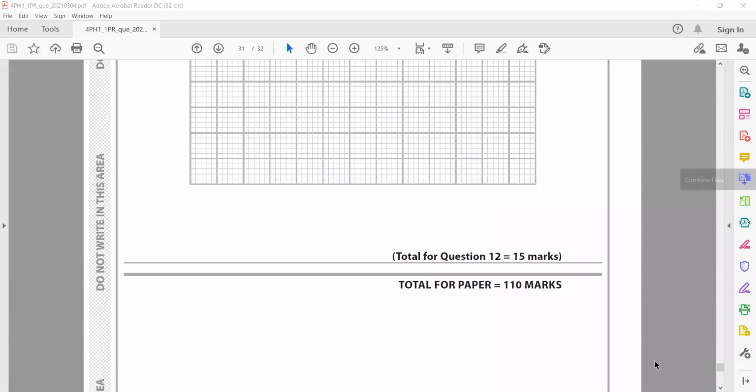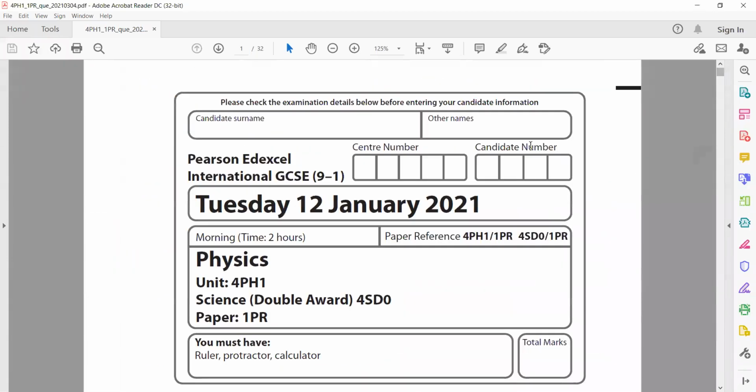So this was paper 1PR for unit 4PH1, January 2021.